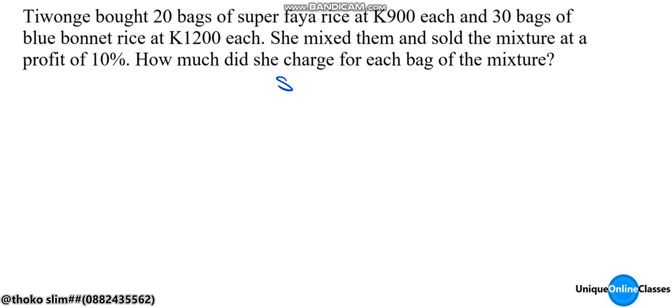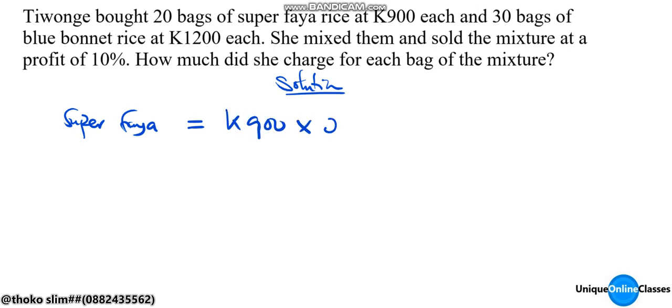The solution, we need to find the total cost for each type of rice. So we have super fire rice. Total cost will be 900 kwacha times 20 bags. So 20 bags were costing 20 times 900. That is 18,000 kwacha.